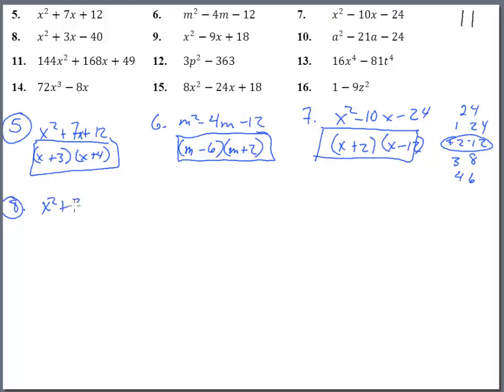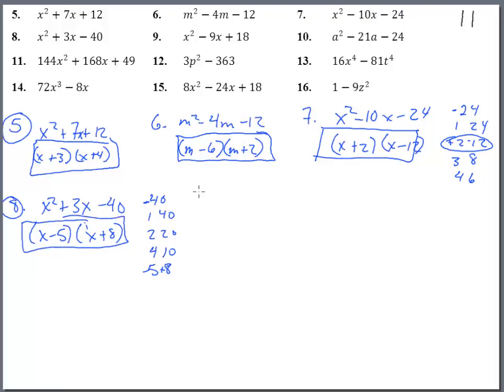Number 8, x squared plus 33x minus 40. Let me see, the factors of 40, 1 and 40, 2 and 20. 3, no, 4 and 10, yeah, and 5 and 8. Now this is a negative 40, so these two have to be opposite signs. Just like that up there was a negative 24. Opposite signs, and adding to a positive 3 would be those two right there. So we get x minus 5, x plus 8. And there we have it. Number 9.